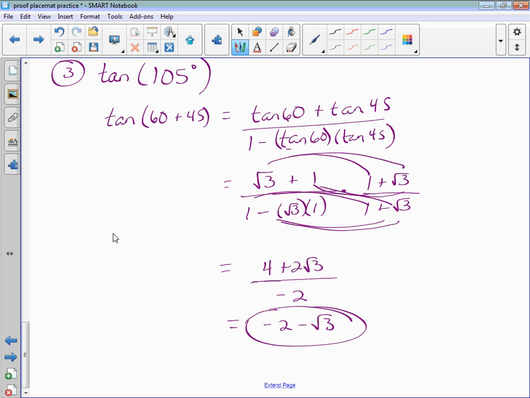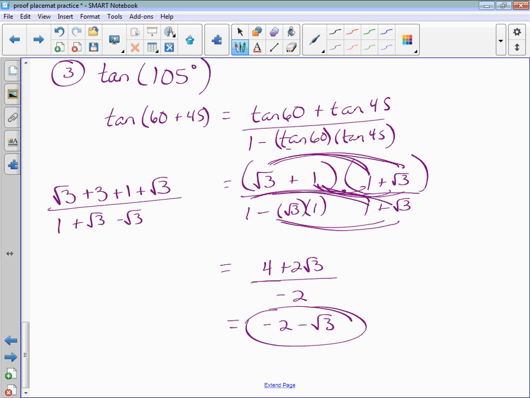Yes, no, maybe? Where'd I lose you? Didn't like my multiplying? Numerator or denominator? Okay. So if I actually multiply this out, that's √3. That's 3. 1. √3 times √3 is 3. And then down here I've got 1 plus √3 minus √3 minus 3.